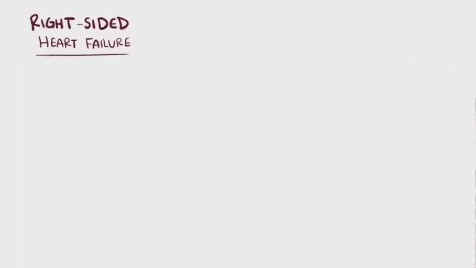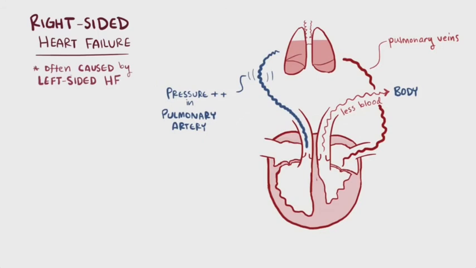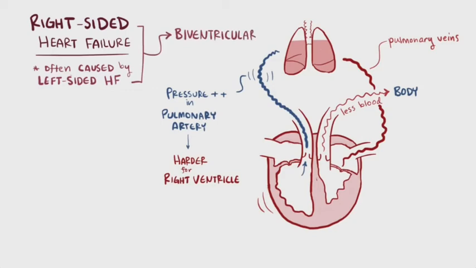Now, about right-sided heart failure, which is actually often caused by left-sided heart failure. Okay, remember how fluid buildup increased the pressure in the pulmonary artery? Well, this increased pulmonary blood pressure makes it harder for the right side to pump blood into it. In this case, the heart failure would be biventricular, since both ventricles are affected.